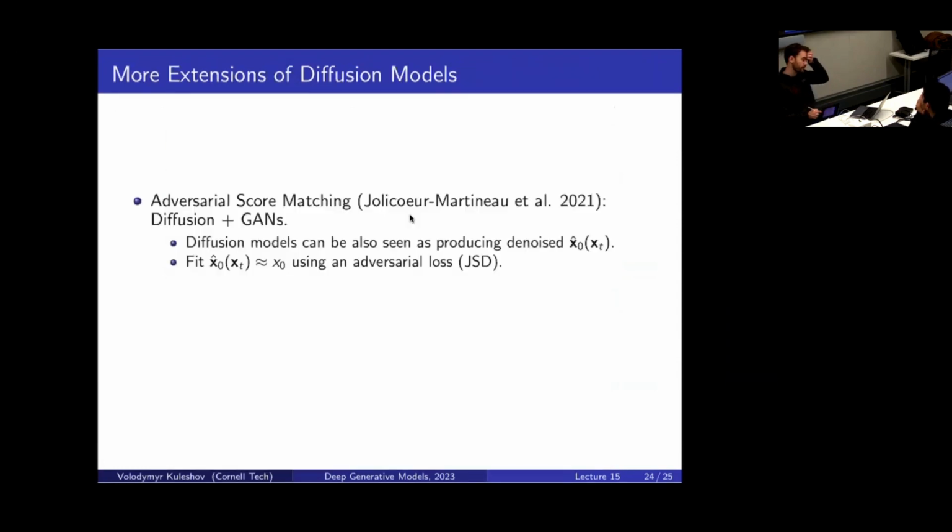And of course, these are not the only ways of combining diffusion models and other types of models. So you can combine GANs with diffusion models. For example, there's adversarial score matching, which is a way of combining diffusion and GANs.